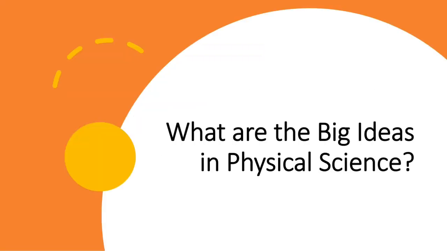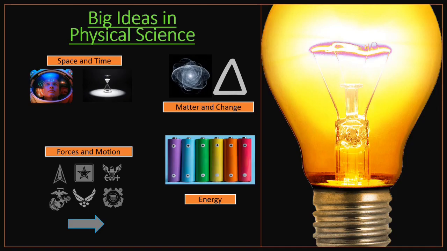So what are the big ideas in physical science? Well, they're things like space and time, matter and change, forces in motion, and energy. So for space and time, I give you not really an astronaut, I'm sure that's some sci-fi thing. I don't know, it was a good picture. And an hourglass. For matter and change, for matter I gave you some sort of an atom, and then change.